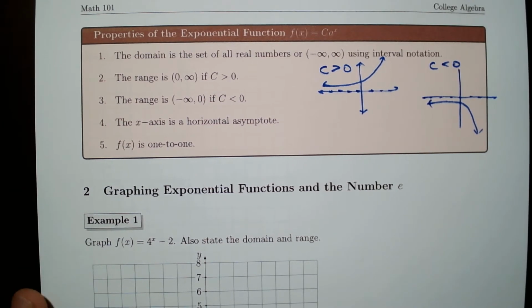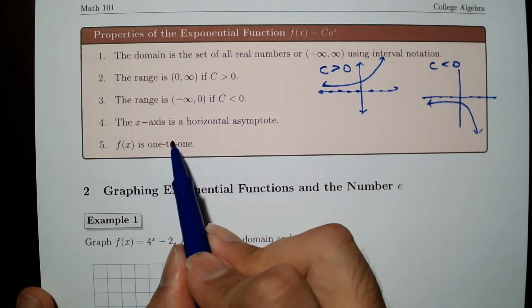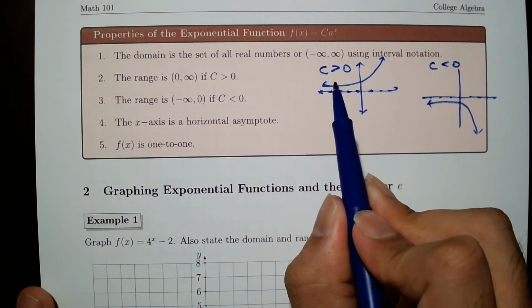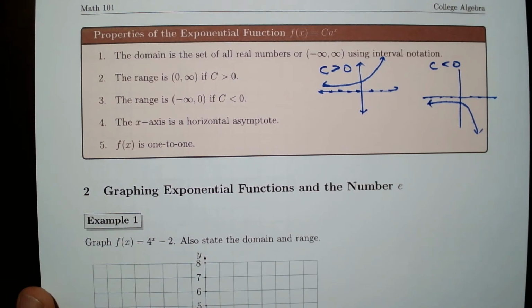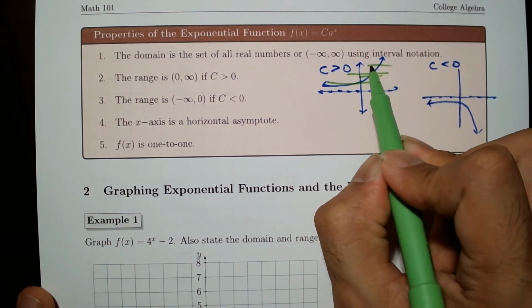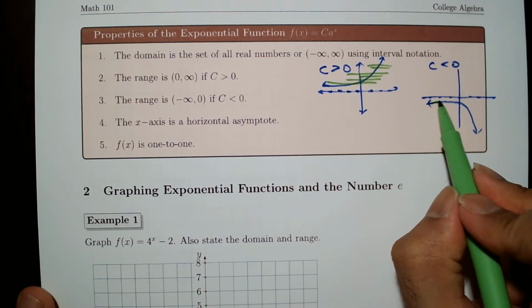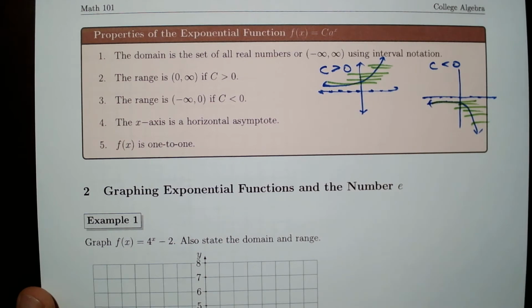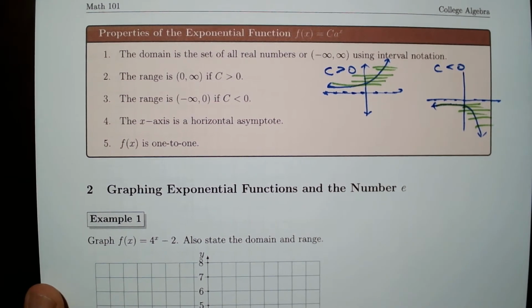So the x-axis, as we mentioned, is a horizontal asymptote, and f of x is 1 to 1 again. That's because if we do the horizontal line test, every single line I trace, no matter where I do it, is only going to cross only once.